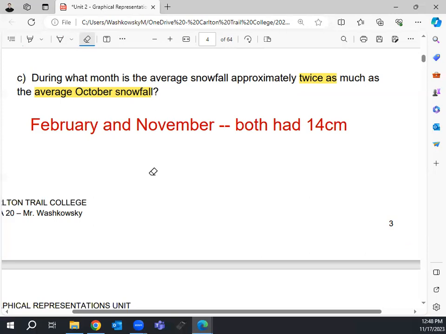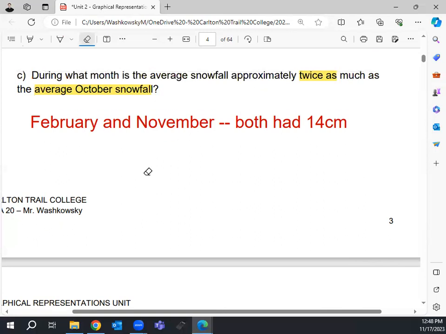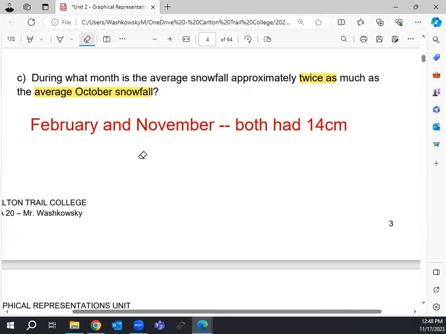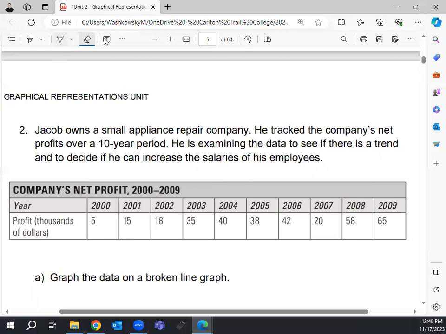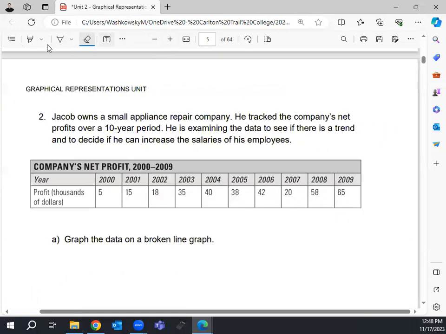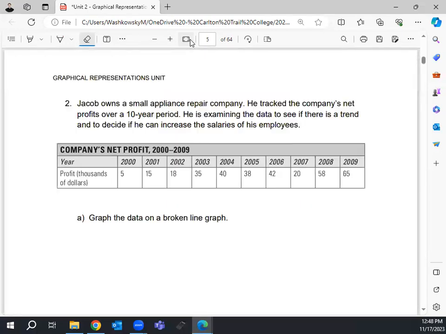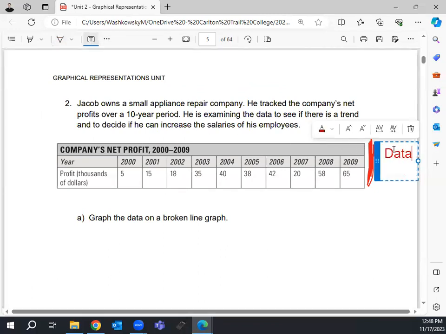Cool. So we're able to look at a graph and analyze some of the information. So one of the skills is reading graphs, analyzing them, and interpreting what they mean. The other skill we're looking at is actually creating these graphs. And so we're going to make a broken line graph here. First off, all this stuff right here is a table. Specifically, this is a data set. It's a set of data.